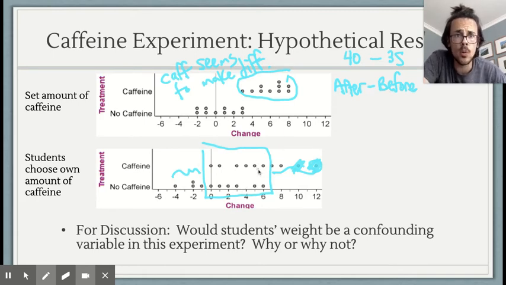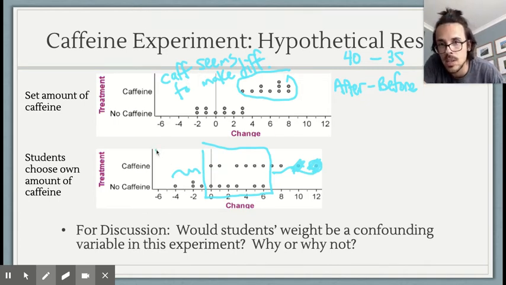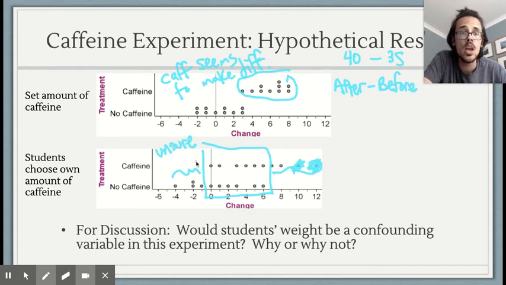So when we look at dot plots like these, we don't want to see a lot of overlap. Not a lot of overlap means there's probably a difference. Lots of overlap between them means it's harder to see what's going on. So if I saw these results, I would be unsure of what was actually happening, okay? So you have to have control. Control allows you to lower variability in responses. If you don't control, you get increased variability, which makes things unclear.